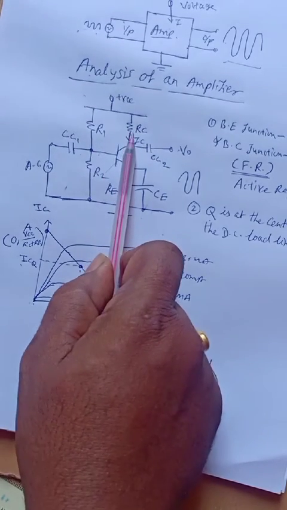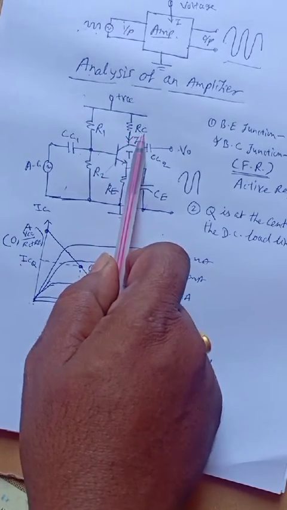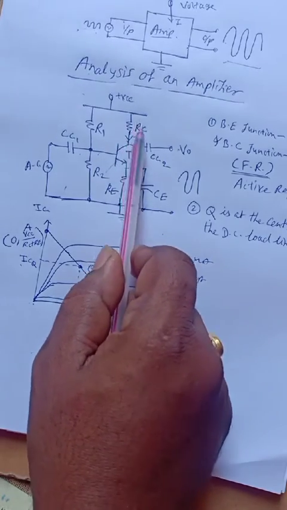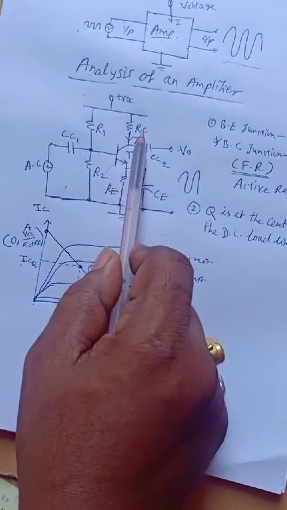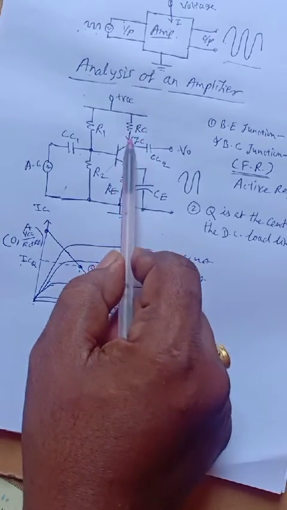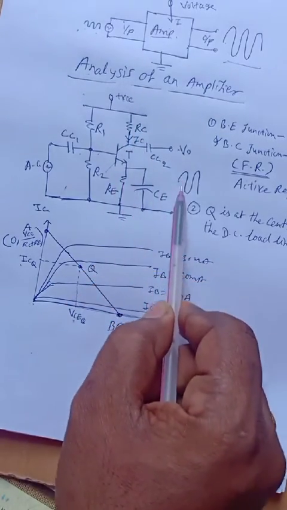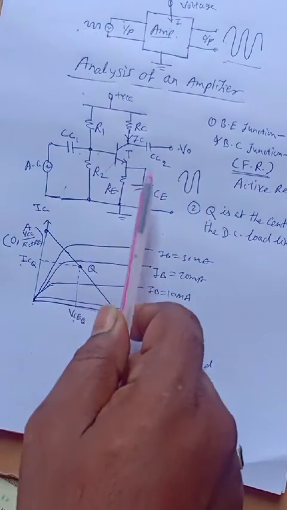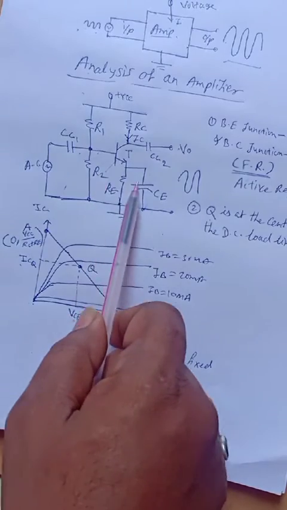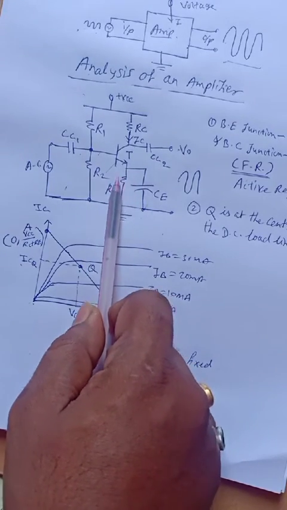This RC is used as a load for the collector terminal. If RC is not present, we don't get any voltage at the output. So RC is important. When RC is connected, then and only then do you get the variable voltage at the output. Okay, then this RE is used for the DC stabilization.